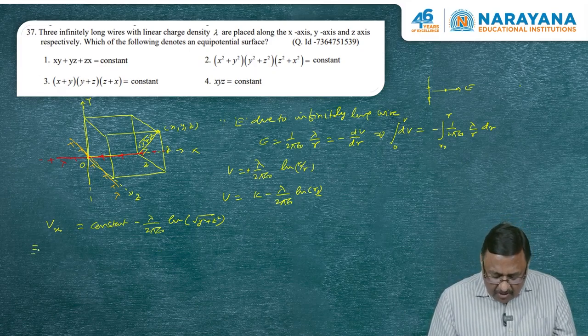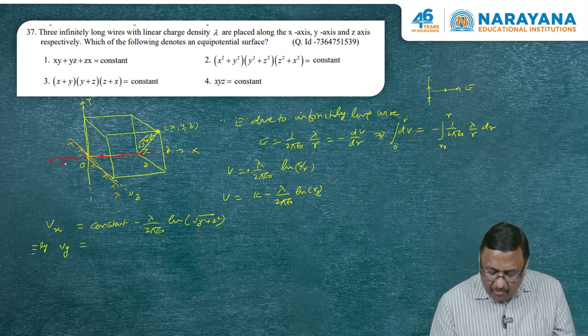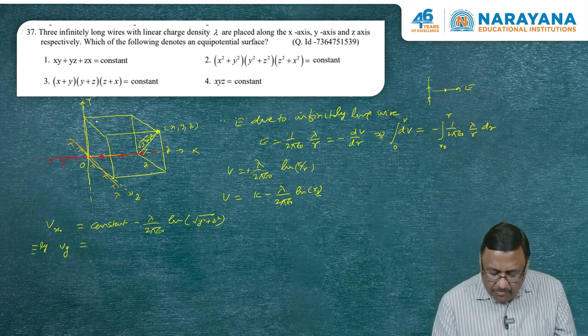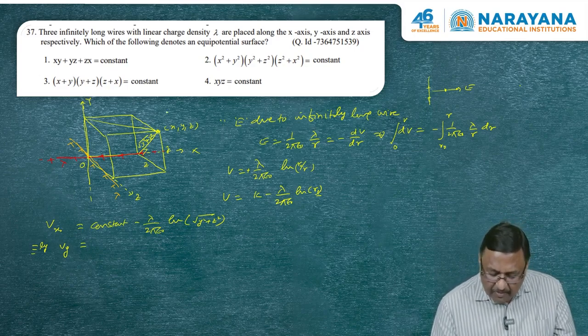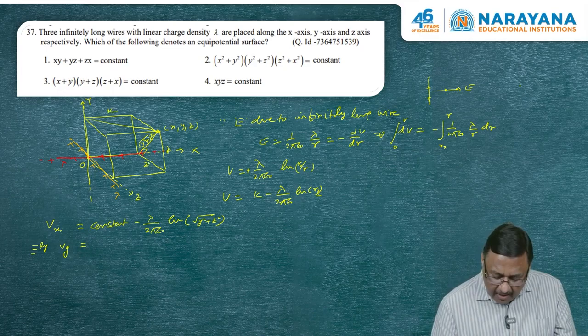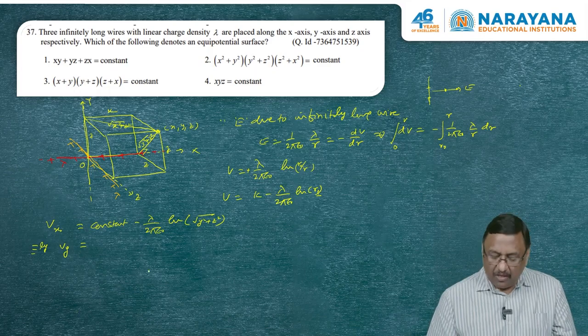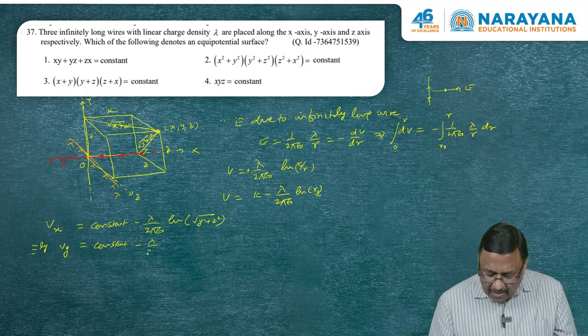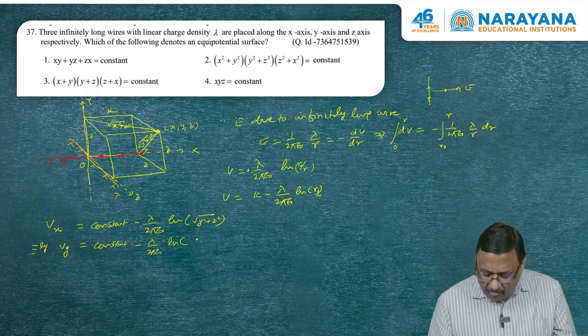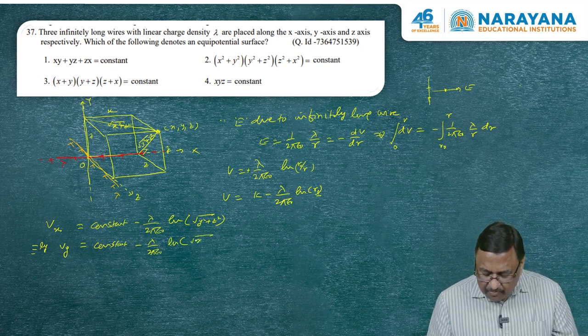Similarly, what is my potential because of the wire kept along the y-axis? If I choose my wire kept along the y-axis here, what is my perpendicular distance from this point? Here is my x-axis, here is my z-axis. That means this distance is going to be x square plus z square. If I write this V, my same constant factor will come, minus lambda upon 2 pi epsilon 0 into log of under root of x square plus z square.